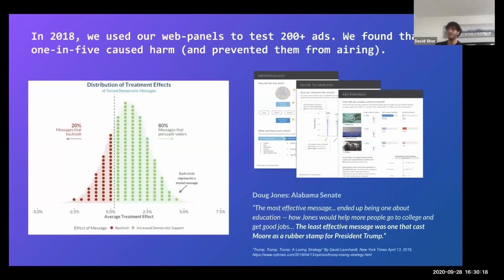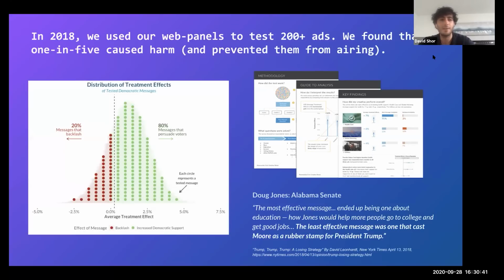So first thing is in 2018, it was really the first cycle where we did large scale RCTs of advertisements. And I'm not going to talk too much about the methods there, but one of the things that we found was that roughly 1 in 5 ads that we tested made people want to vote for Republicans. So that's a really underrated theory of change, which is identify the ads which make people not want to vote for you and don't show them.